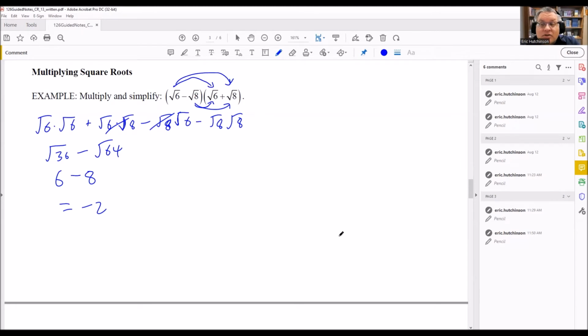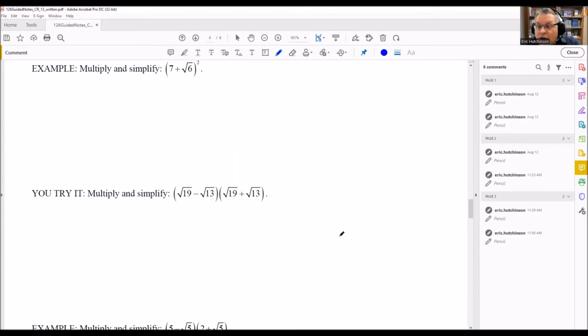Now, what happens if you've got a square? So let's take a look at this kind of problem next. We have a square that's up here. Now, one thing you do not want to do is distribute the square and make it 7 squared plus square root of 6 squared. That's wrong to do something like that.